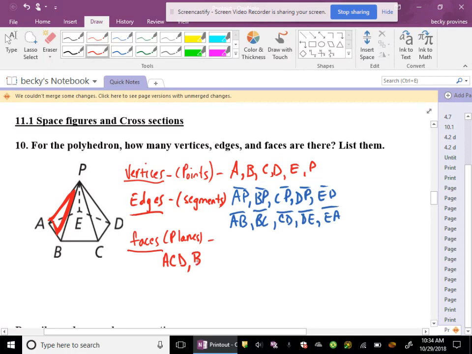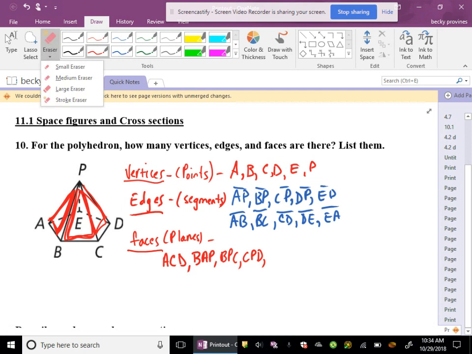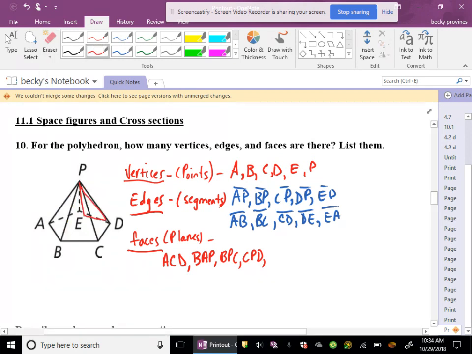So I'm going to say BAP. Okay, let's do the one next to it, and I'm going to say BPC. And then let's do the one next to it, CPD. I'm going to have to erase. And then that one, and that is PDE.